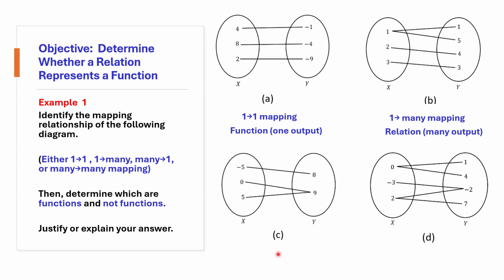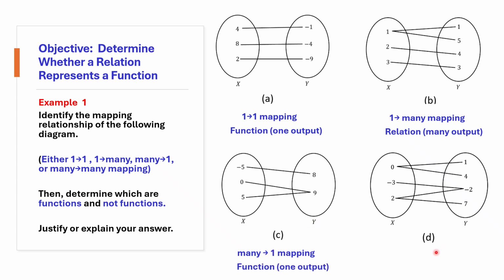For diagram C, we can observe here that the two inputs, 0 and 5, map to exactly one output. And the input -5 maps to only one output, which is 8. So the mapping is many-to-one. Since the output is only one, this is a function.